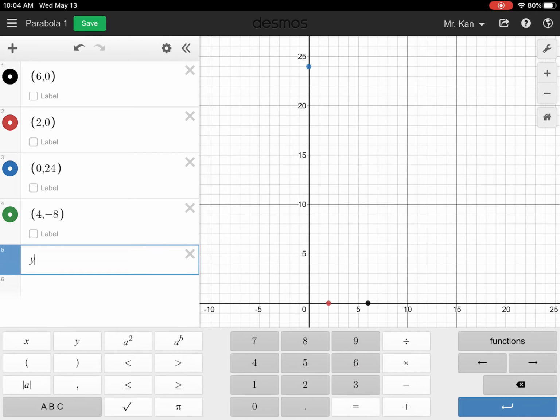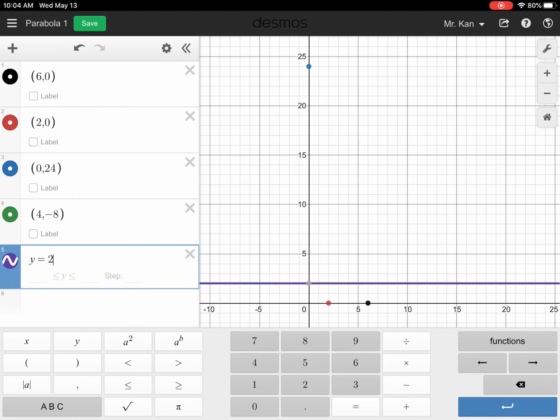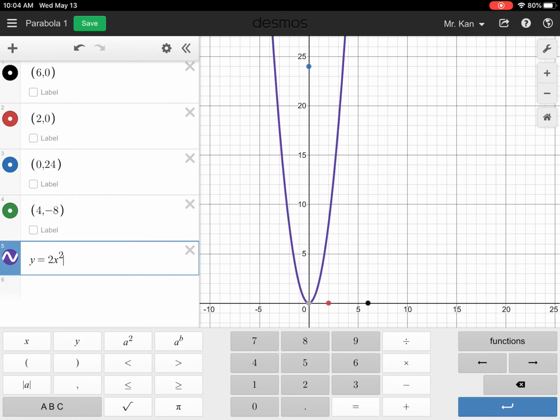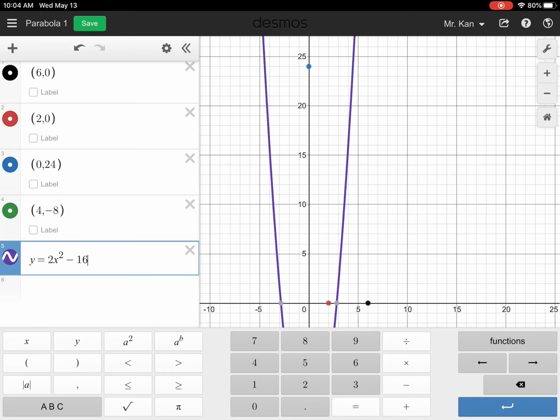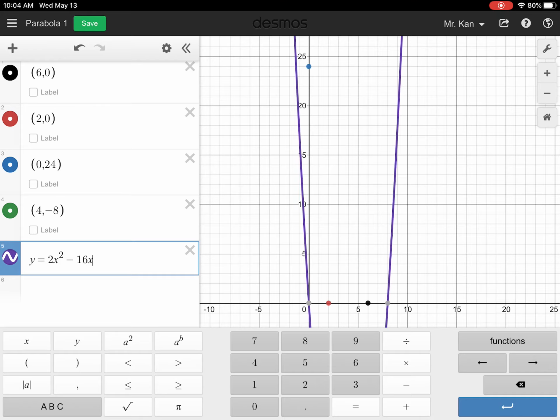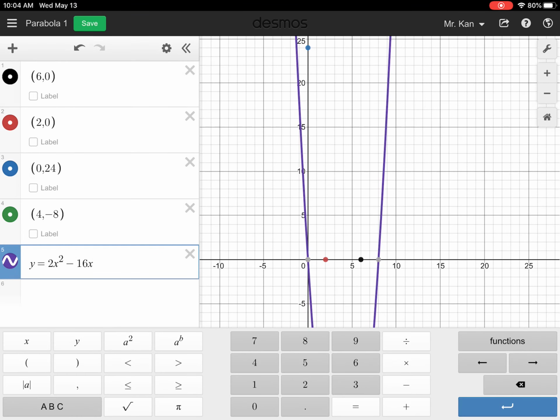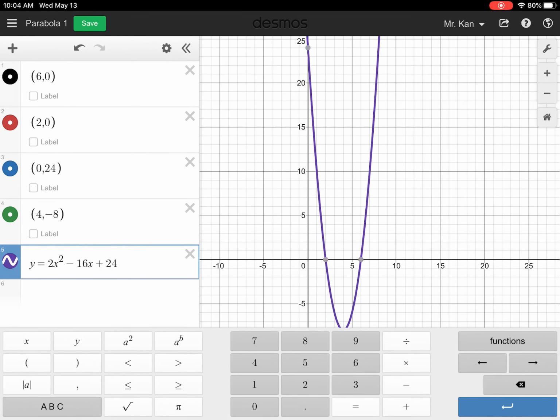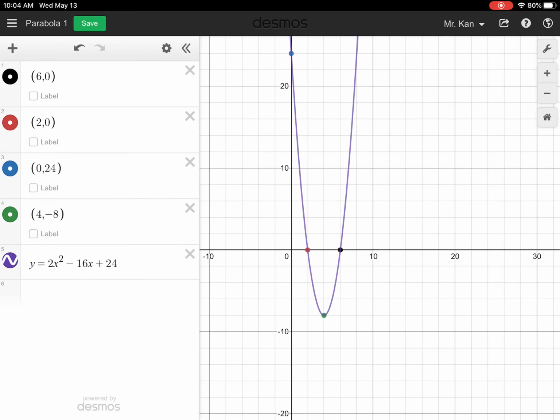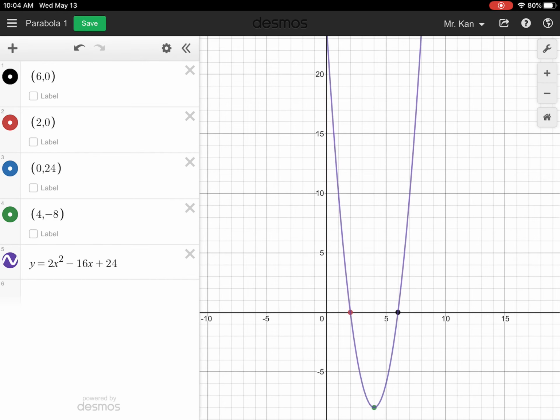Let's type in our function. Y equals 2x squared minus 16x plus 24. And then we see it kind of snap into place there, crossing those points that we found. So we should be able to draw a rough sketch of a parabola based on these 4 points, but we should also definitely be able to identify a correct parabola based on these 4 points.